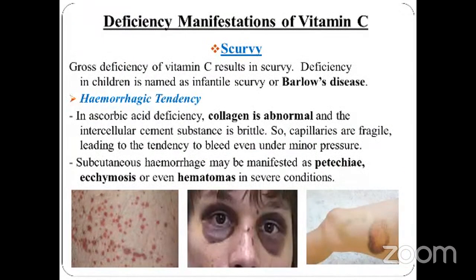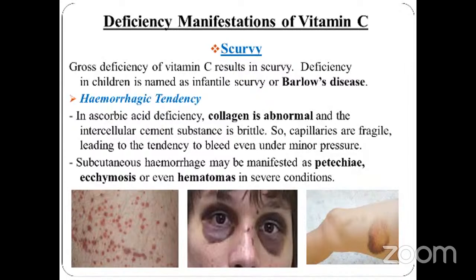So I will repeat because of some technical problem. Okay, let it be. Deficiency manifestation of vitamin C, as we know, is scurvy. So gross deficiency of vitamin C results in scurvy. Deficiency in children is called infantile scurvy. It is also called Barlow's disease. Sometimes they may ask this Barlow's disease as a short note. Don't get confused with this different term. Barlow's disease is simply infantile scurvy.